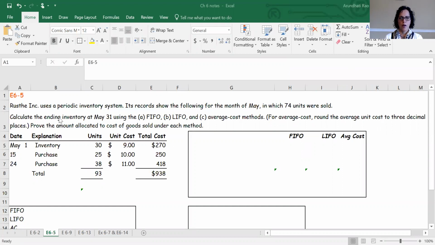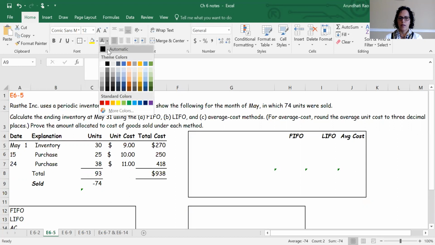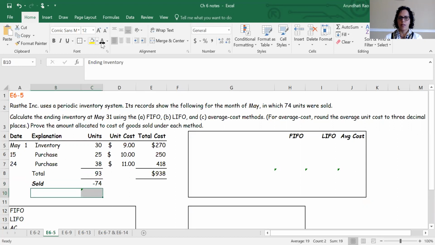In this example, we are told that the beginning inventory on May 1st is 30 units at $9 a piece, and then we have two purchases made. We have a total of 93 units available for sale, and the total cost of the units available for sale is $938. We are told that 74 units were sold. So I will start out over here with adding units sold is 74, leaving me with ending inventory of 19 units on hand. I need to assign a dollar amount to the 19 units.